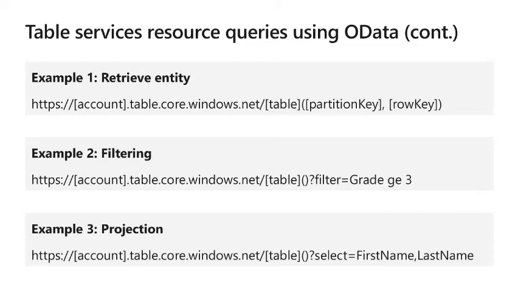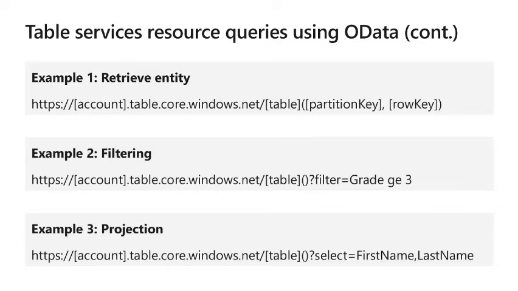Table service resource queries using OData. To continue from the previous slide, in this example, to retrieve an entity, the first example explains retrieving a specific entity from the table. Remember, you can't retrieve an entity unless you have both the row key and the partition key values. They are both part of the composite key. So you need to send the table, partition key, and row key.